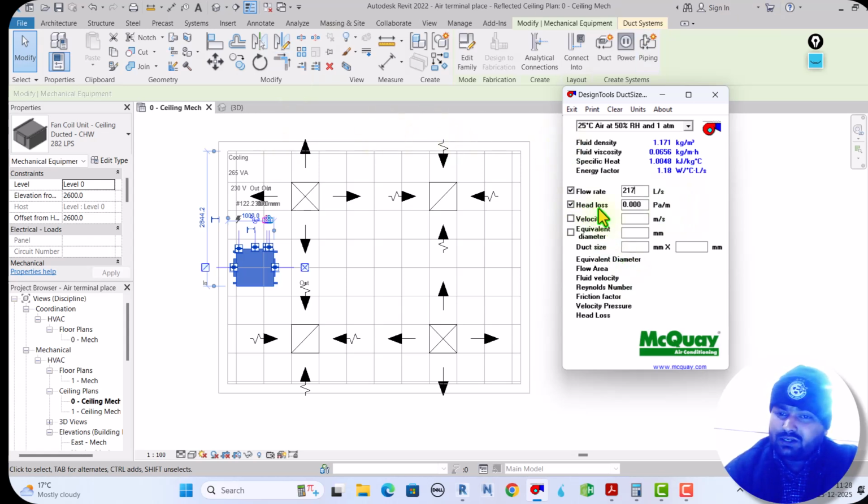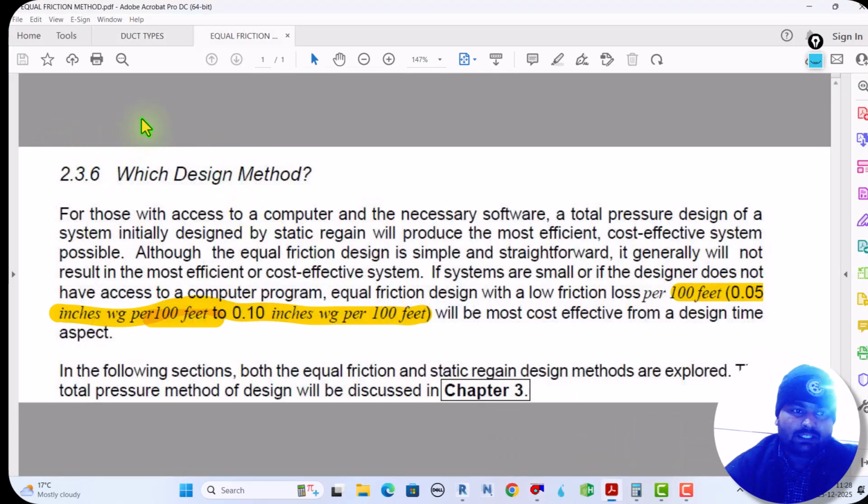And what about the head loss? If we use the equal friction method, it means the head loss should be equal throughout the duct system. That is the equal friction method. Most commonly, as per the standard, we use 0.05 to 0.1. You have seen in a lot of videos on YouTube they use 0.05 or 0.1, or the mean of these two values, 0.08.